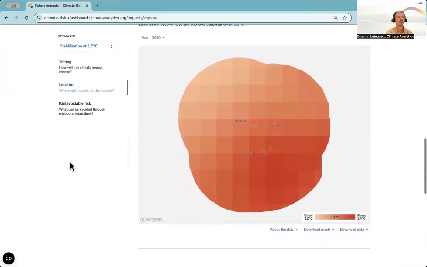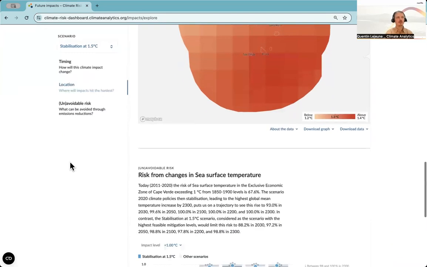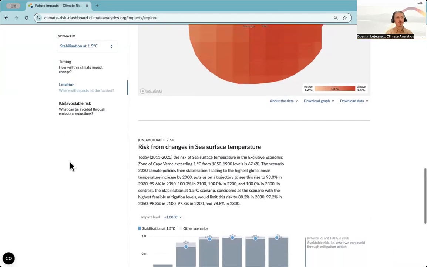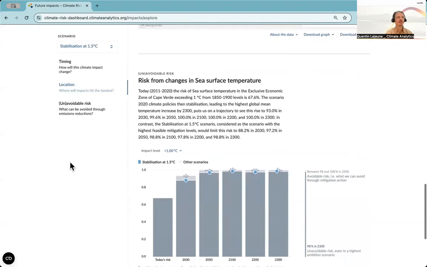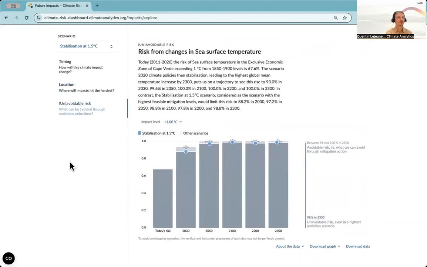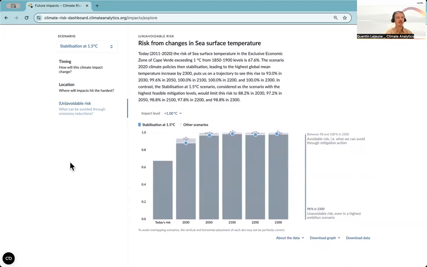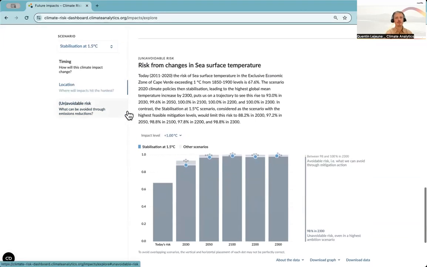But instead of looking at projected changes for a few emission scenarios, you may instead ask yourself, what is the risk of exceeding critical levels of impact in the future? This is what this last graph is focusing on. You can first select a level of impact, let's say sea surface temperature of 1 degree above today's level on average over Cape Verde.